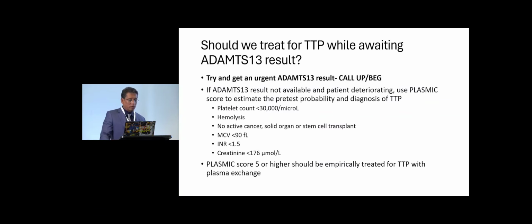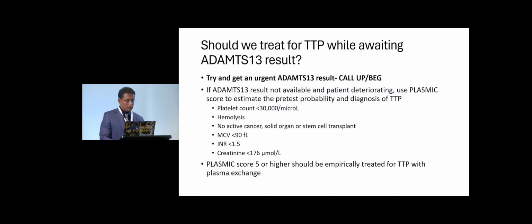So platelet count, if ADAMTS13 is not available and platelets are deteriorating, do we plasma exchange or not? Use the PLASMIC score. Platelet count less than 30,000, hemolysis, no active cancer, no solid organ or stem cell transplant, MCV less than 90 because they're ruling out B12 deficiency, INR less than 1.5. I think they're trying to say that it's not DIC.